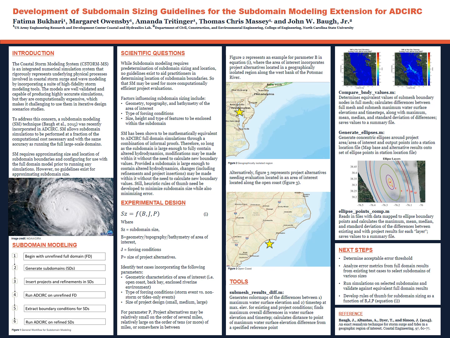Our second tool calculates differences between the full mesh and the sub-mesh maximum water surface elevations and time steps, along with maximum, median, mean, and standard deviation of the differences, and saves the values to a summary file. We have a third tool that generates concentric ellipses around project or area and outputs points into a station location file. And a fourth tool that reads in files with data mapped to the ellipse boundary points and calculates the maximum, mean, median, and standard deviation of the differences between existing and with project results for each layer, and saves these values to a summary file.